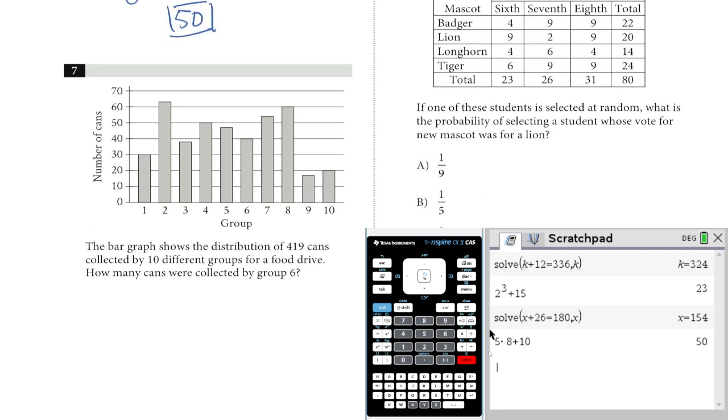All right, number 7. The bar graph shows the distribution of 419 cans collected by 10 different groups for a food drive. How many cans were collected by group 6? So group 6, we just look here at group 6, and we just look over. It's clearly at the nice line for 40 right there. So 40.